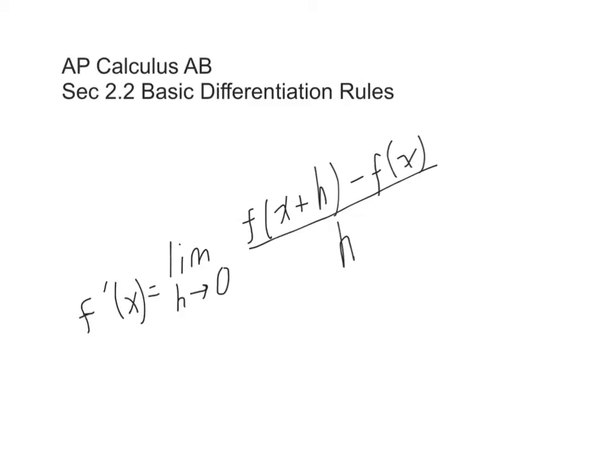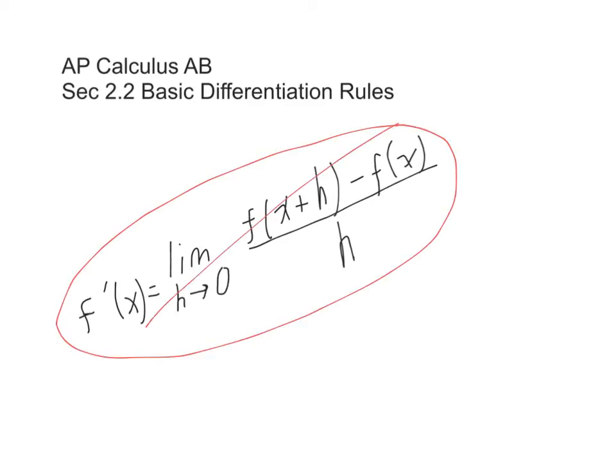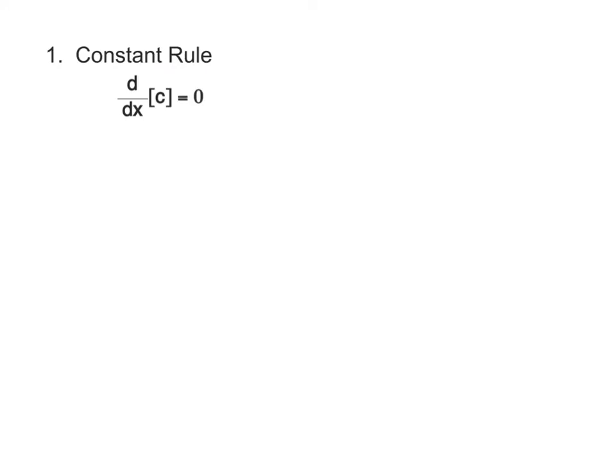In this section, you're going to learn how to avoid the formal mathematical definition of the derivative. So you should not have to use this anymore. In fact, everything we do in this chapter will now be avoiding the definition of the derivative. We're going to start with a basic rule called the constant rule. This rule applies for any numerical value, so any constant we call c.